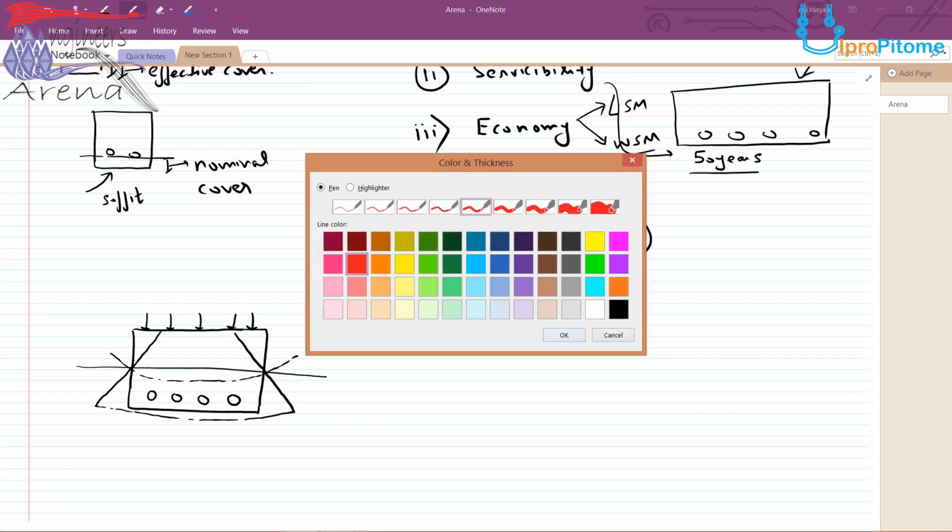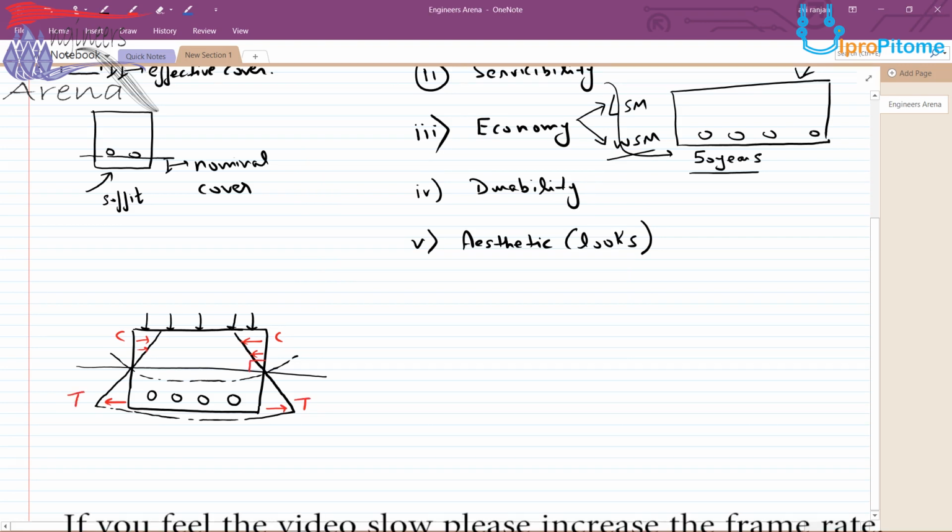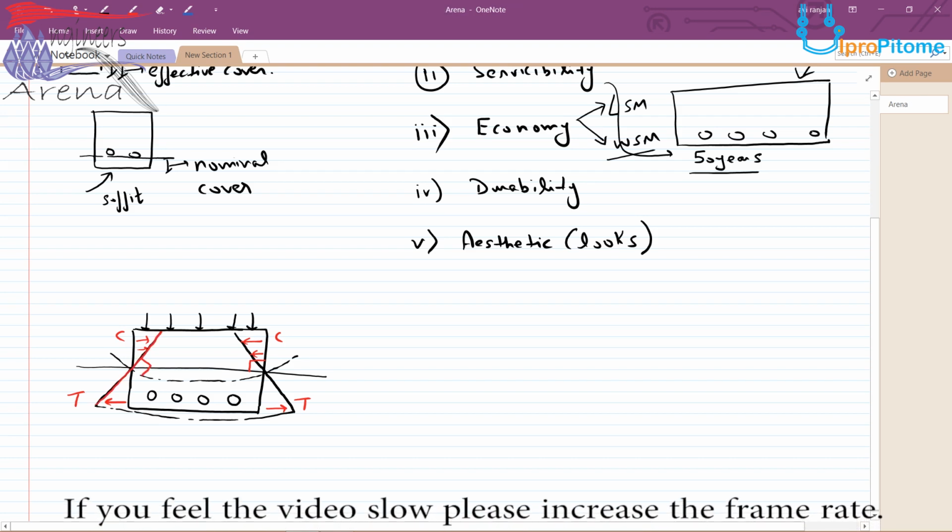Okay, now see, the upper part is in compression. These things you must be knowing, but I'm telling for the basics for the students who have just started learning RCC structure. The upper part is in compression and the lower part is in tension. The important point here is that this angle is 90 degrees, and this angle is also 90 degrees. This 90 degrees is maintained.